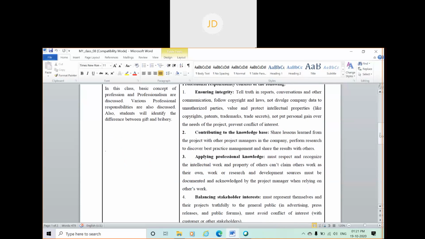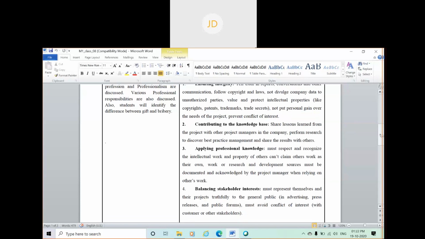Next, number two, contributing to the knowledge base. What does this mean? It means knowledge sharing. You should share your actual experience or knowledge gained from your experience with your other employees or your trainees. That means share lessons learned from the project with other project managers in the company. Perform research to discover best practice management and share the results with others. So you should share your information, experience, or findings with other people or other project managers within your company so that the work you are all working on can be completed in time and in a smooth way. You should not be so conservative.